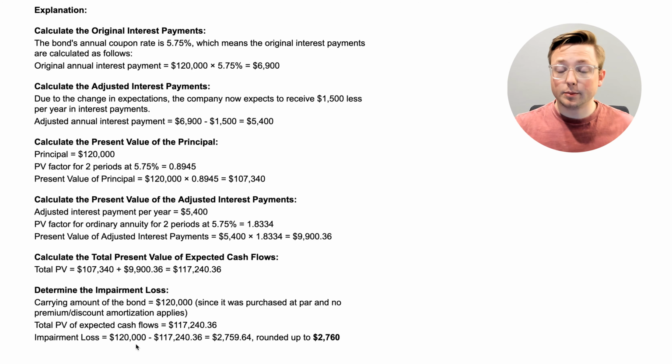Again, quite similar to the previous question, we just had to do a little bit more work because we had to figure out the actual original interest payment and then subtract the amount that they're expecting to get less each period. But then from there, we were able to do pretty much the same thing.